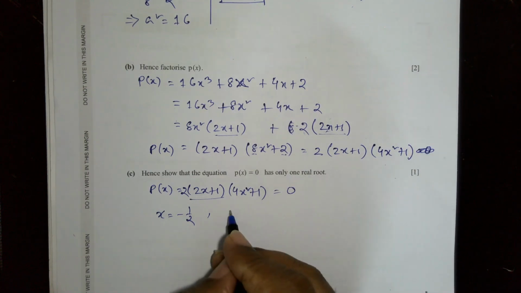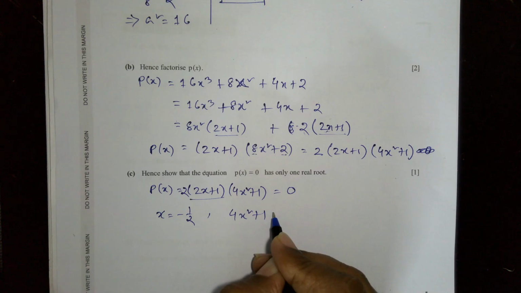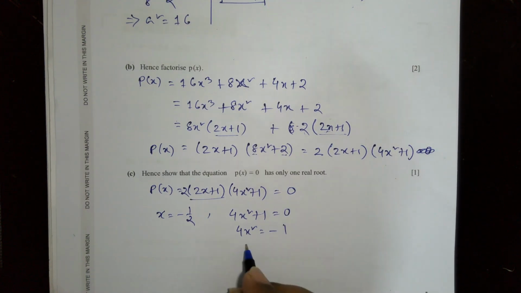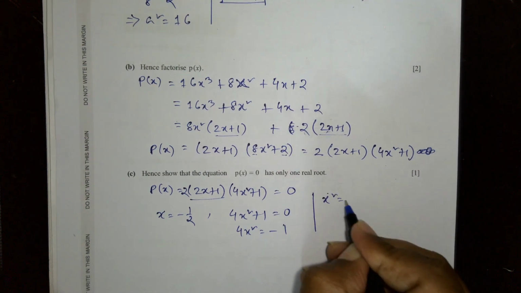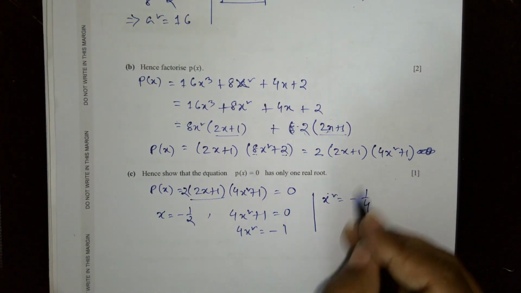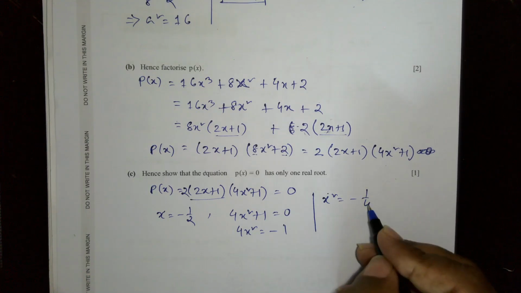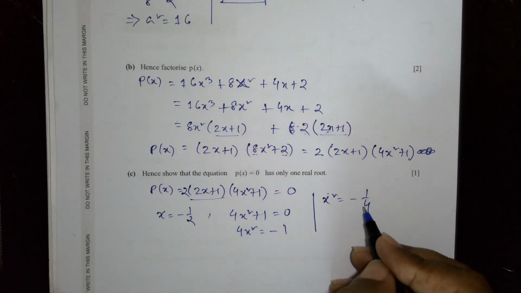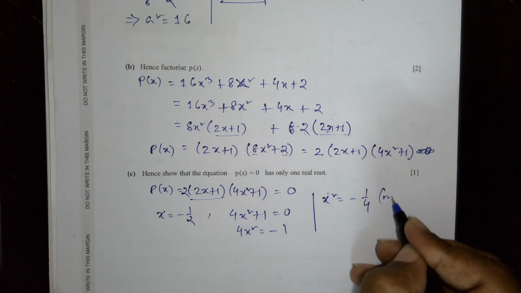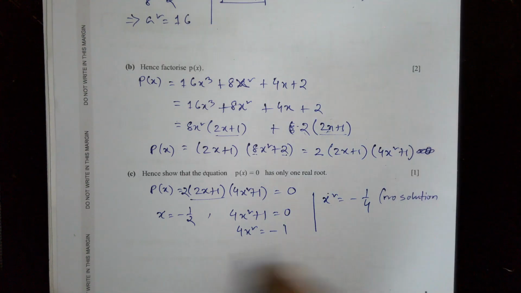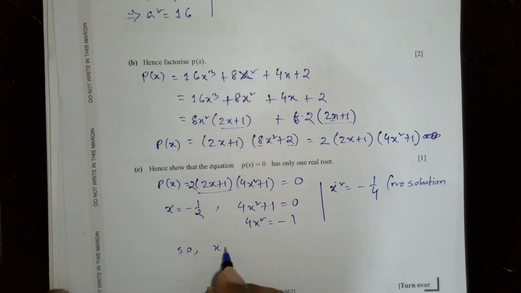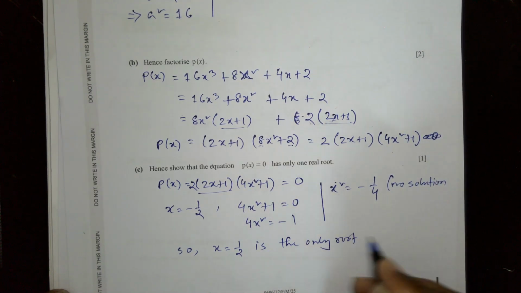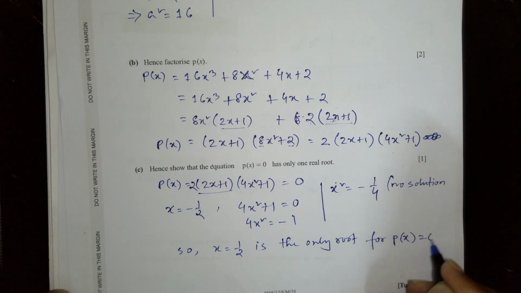Another option would be 4x squared plus 1 equals 0. But 4x squared equals minus 1, so x squared is equal to minus 1 over 4. A square number can never be negative, so it will not give us any solution. I'm telling it again: a square number can never be negative. Therefore, this part has no solution. So x equals minus half is the only root for p(x) equals 0.